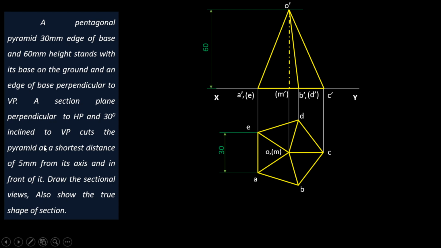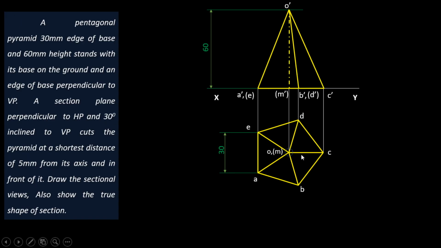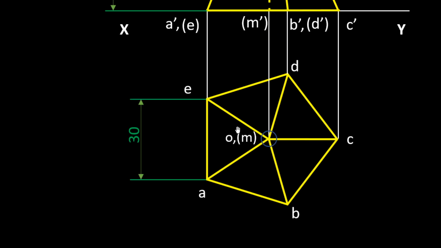The section plane passes at the shortest distance of 5 millimeter from its axis. To find that 5 millimeter distance, just draw a circle with a radius of 5 millimeter, with the axis as the center of that circle, and then draw a section line which is tangent to the circle. That gives the exact position of the section plane.